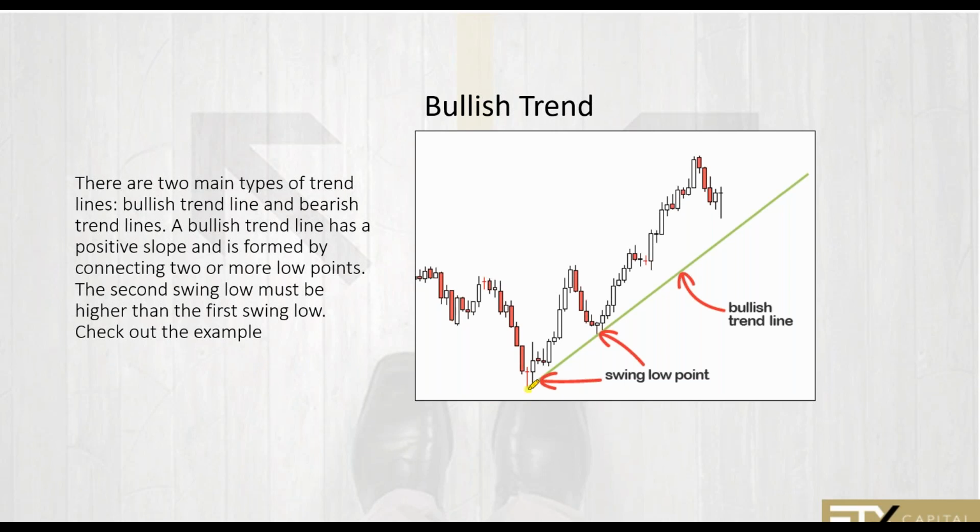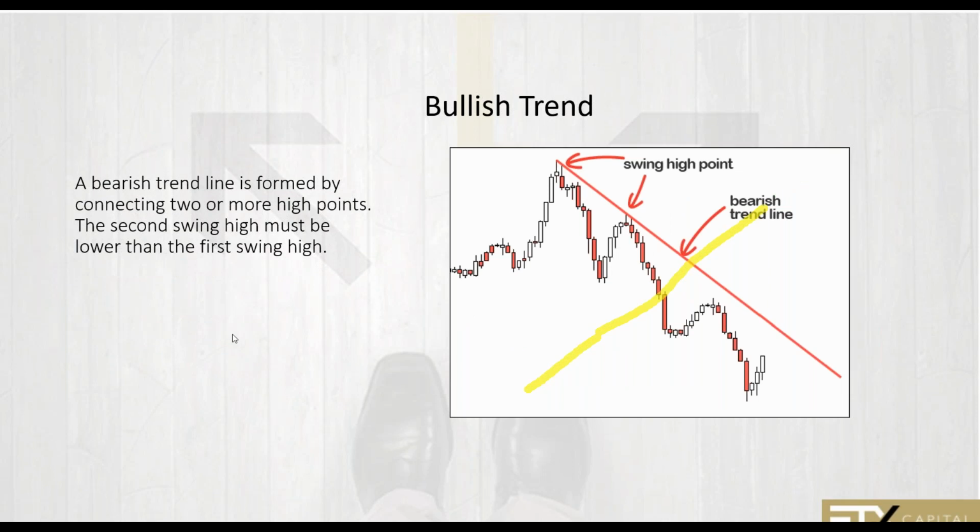Took our swing low, extended it forward, found a second point in common. Now we projected this line in the future, but look at this, we have no touches. So therefore, this is not what we call a valid trend line at the moment.